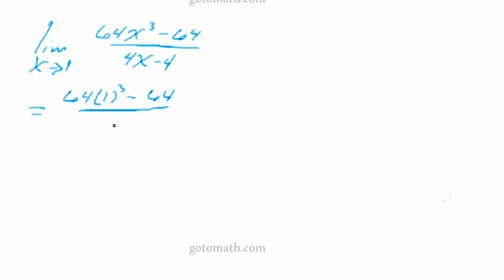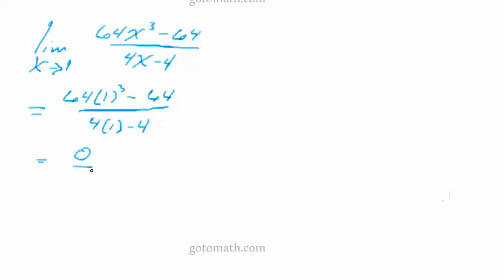Okay, we got the limit as x approaches 4 over 4, which is actually just 1. And we have 64x cubed minus 64, and that's going to be all over 4x minus 4. All right. So the first step we're going to do is direct substitution, plugging 1 directly in. So we have 64 times 1 cubed minus 64, and that's all over 4 times 1 minus 4. Alright, so 64 times 1 is 64 minus 64.